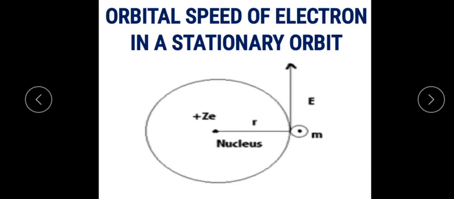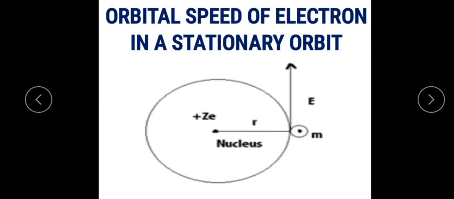Next we'll go to the derivation, that is the orbital speed of the electron in a stationary orbit. According to this, we need to derive an expression for the speed or velocity of this revolving electron around the nucleus.